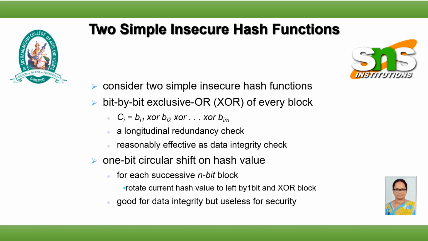So here we are performing two simple insecure hash functions. One is the bit by bit XOR operation. For every bit we have to perform the XOR operation. So that is one thing. And another simple and insecure hash function is the 1-bit circular shift. So if we have performed one bit, then for the next we have to shift that 1 bit left. Again we have to perform the XOR operation. So it will be rotated based on the blocks that we have.